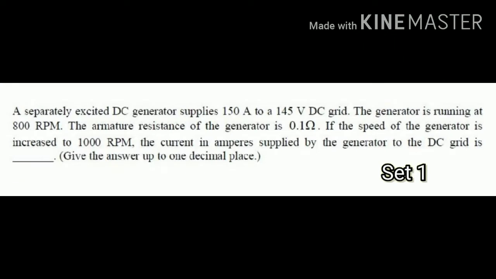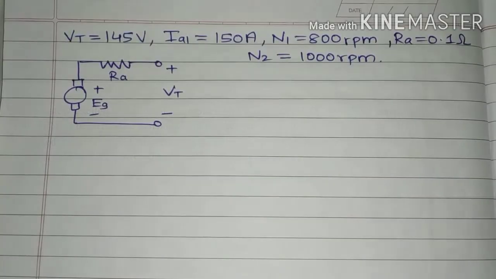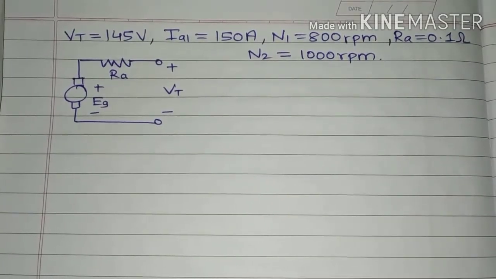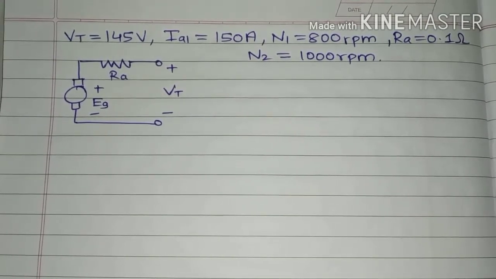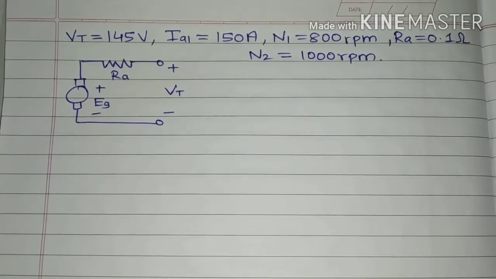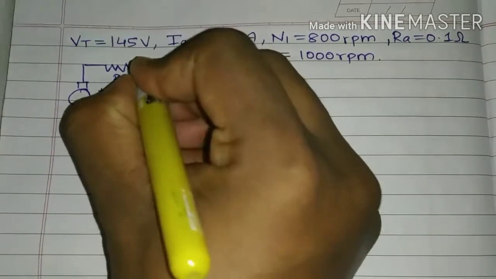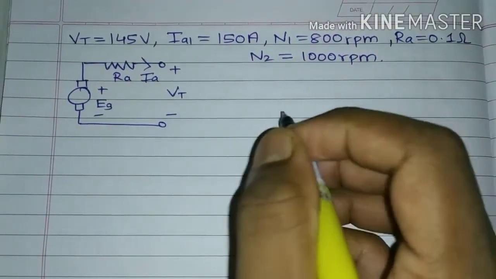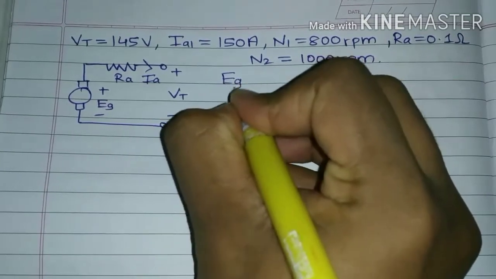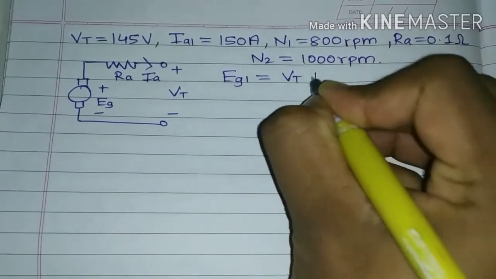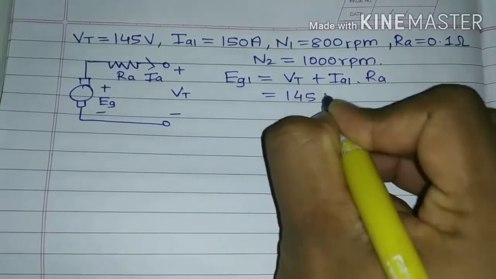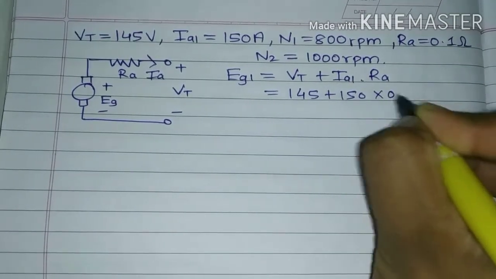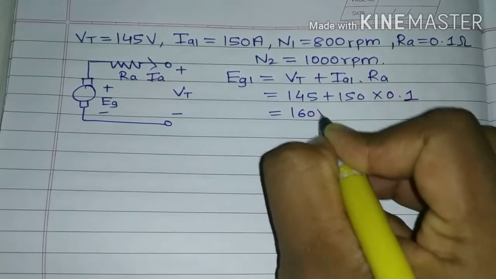In this question we have to find out the current supplied by the generator to the DC grid. These are the various data given in the question: the terminal voltage, the armature current, the speeds at which the generator is rotating, the armature resistance. So I had drawn a circuit of separately excited generator, and since it's a generator, the direction of current will be outwards. Now we can write that Eg1 is equal to Vt plus Ia1 into Ra, which is equal to 145 plus 150 into 0.1, which turns out to be 160 volts.